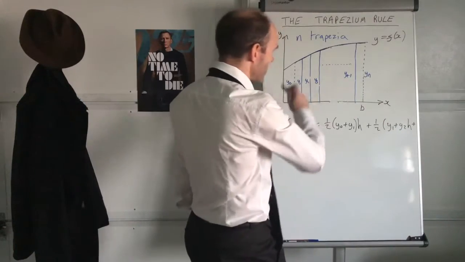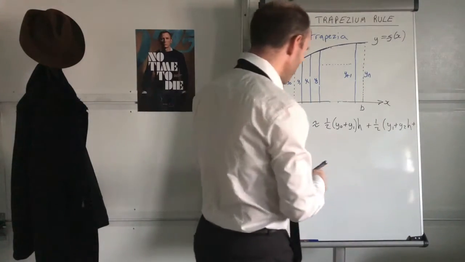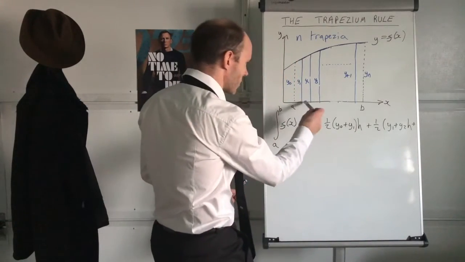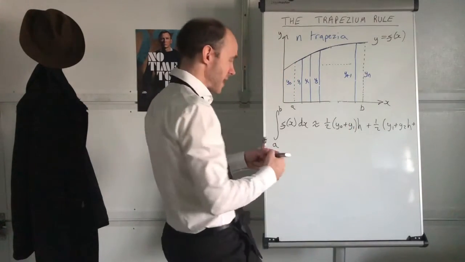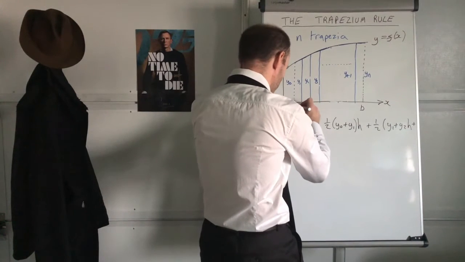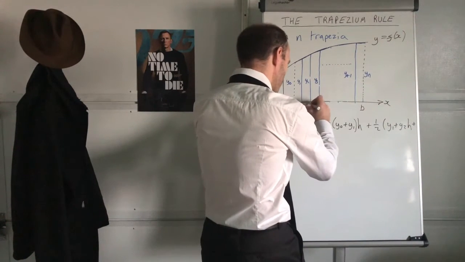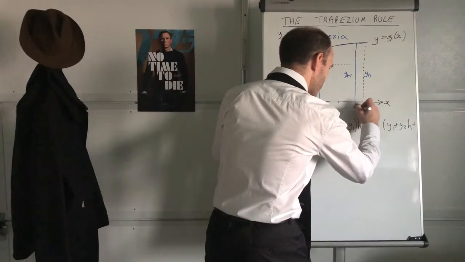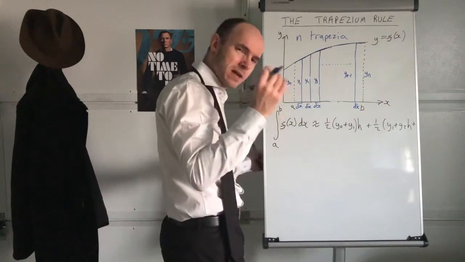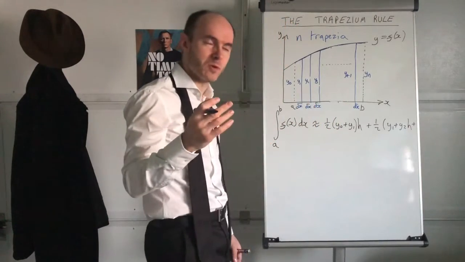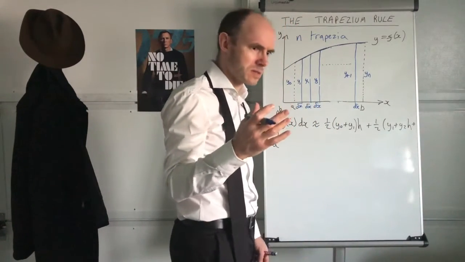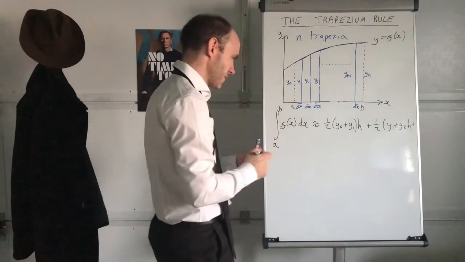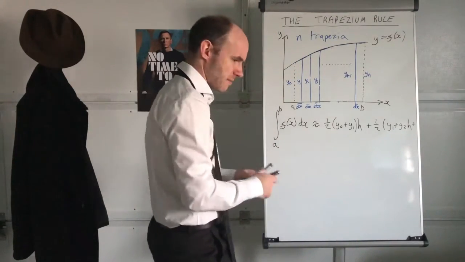Right, so this is the trapezium wall, yeah? And what I'm going to do is change it a little bit. Instead of calling the width of each of these strips H, I'm going to call it delta X. Delta X is what we often use to represent a small change. And you've seen delta X before. Where did I see it? Oh no, it's the differentiation from first principles. Yeah, exactly right.